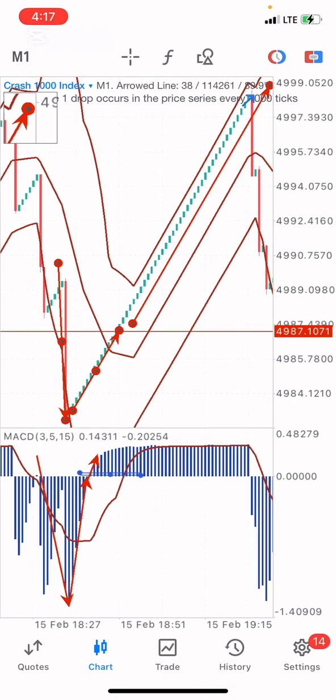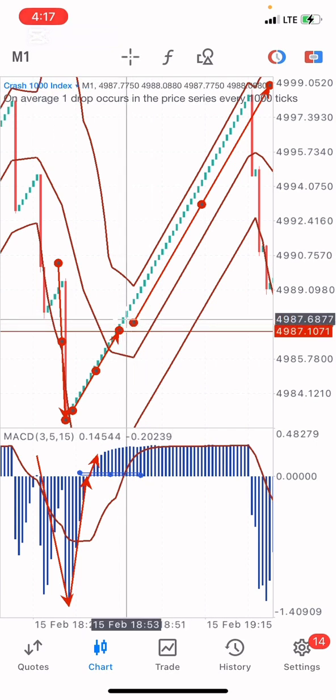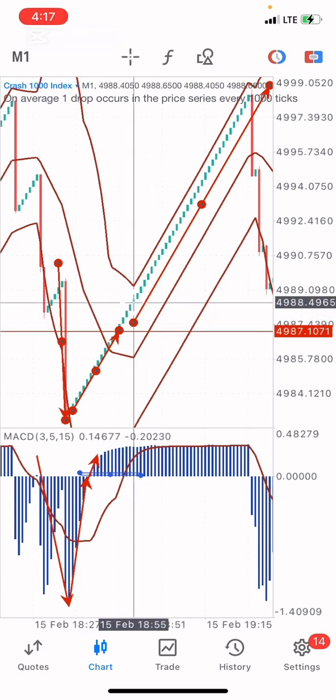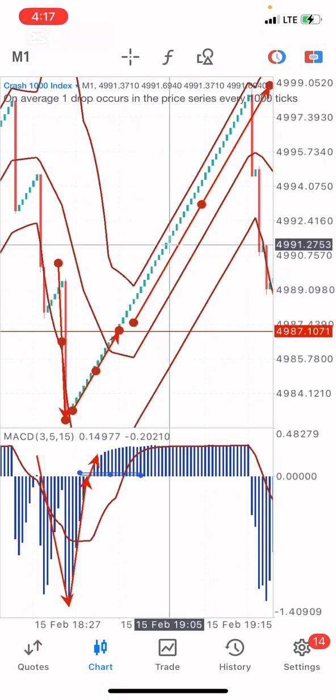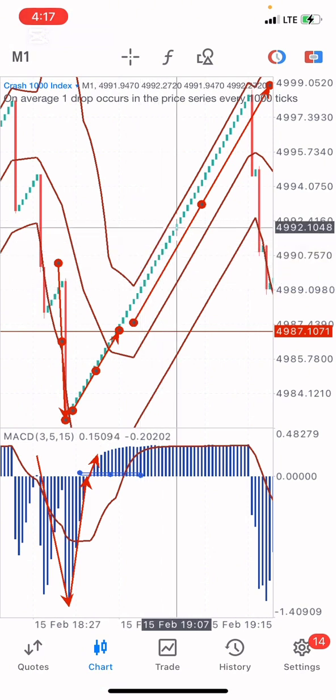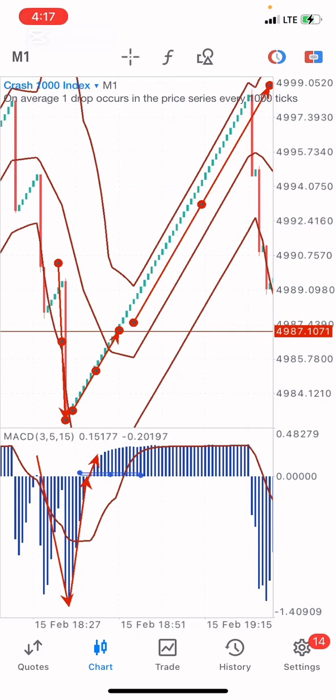You can see how far it will take you if you buy at this region. So let's count: 1, 2, 3, 4, 5, 6, 7, 8, 9, 10, 11, 12, 13, 14, more than 20 candlesticks. Imagine you're targeting just 10. That means you comfortably take your 10 and you are out of the market.